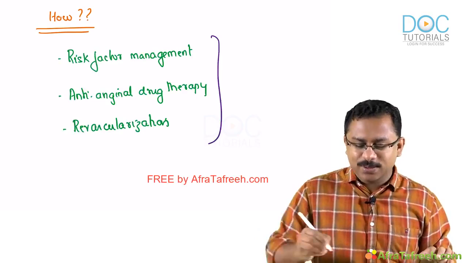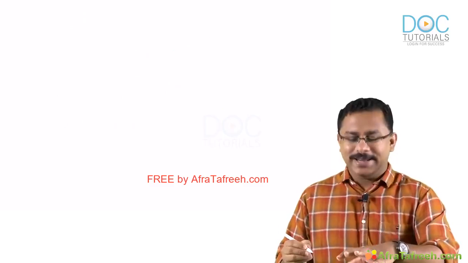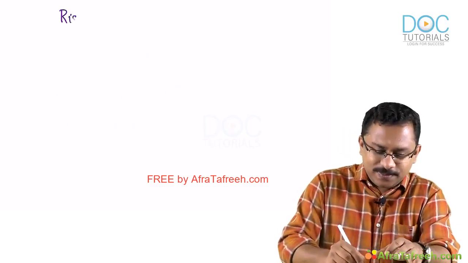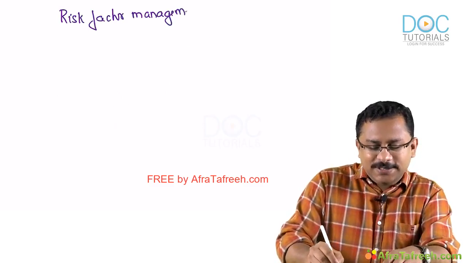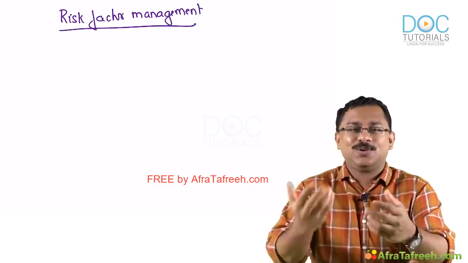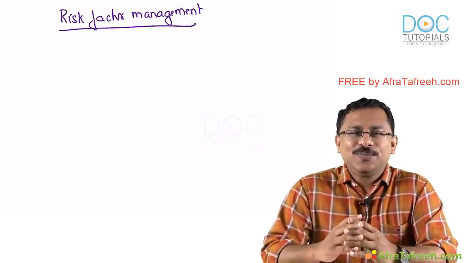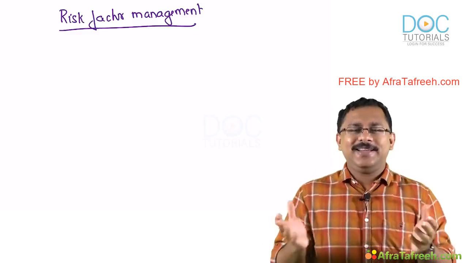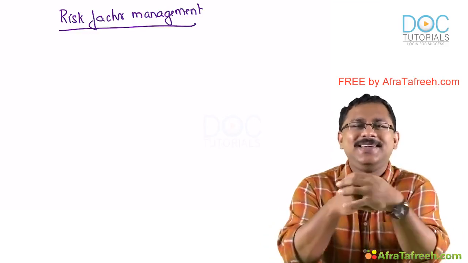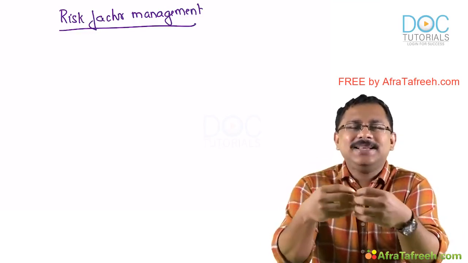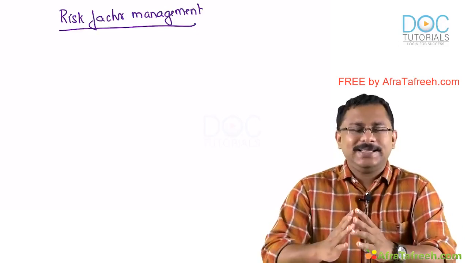So what we are going to do is that we are going to discuss in detail regarding each aspect. First, let's take into account the risk factor management. So there are lots of risk factors predisposing to atherosclerosis and hence predisposing to chronic stable angina. So what are these risk factors? We have already learned that you have a sedentary lifestyle, obesity, and other comorbidities like diabetes, hypertension, dyslipidemia, all can contribute to the development of chronic stable angina.